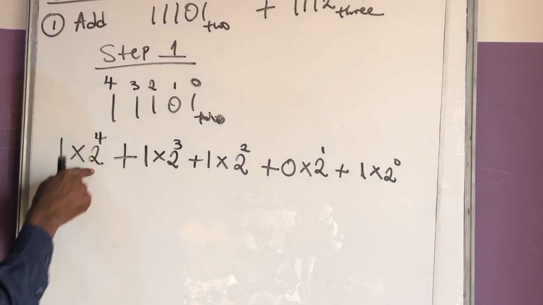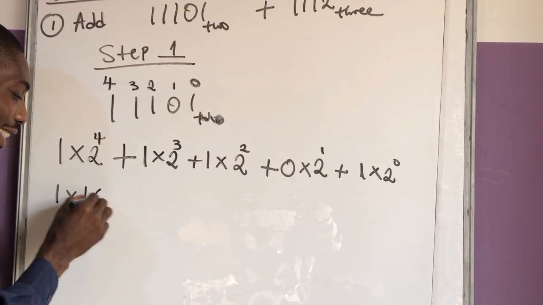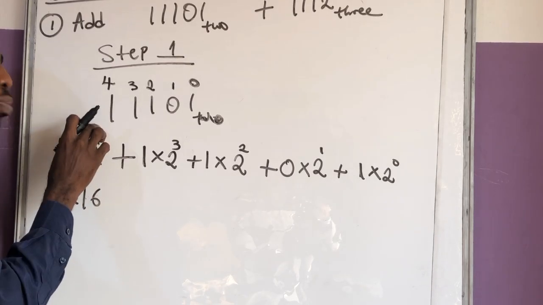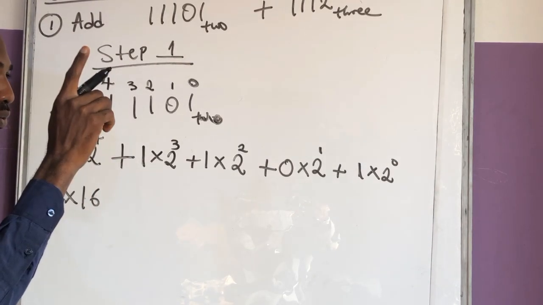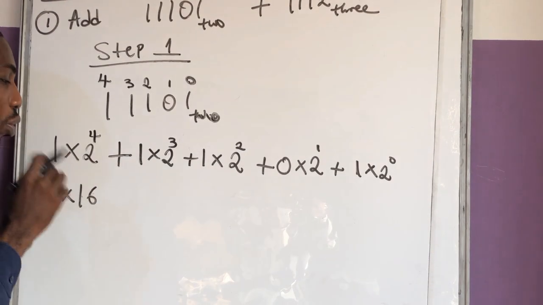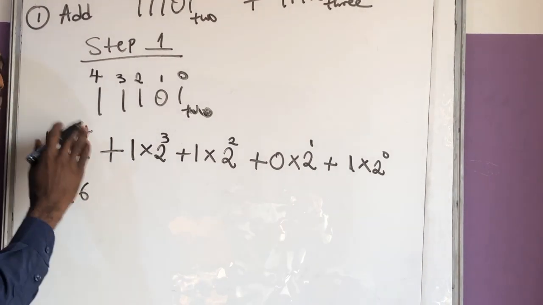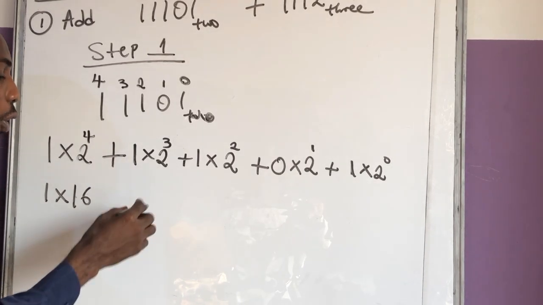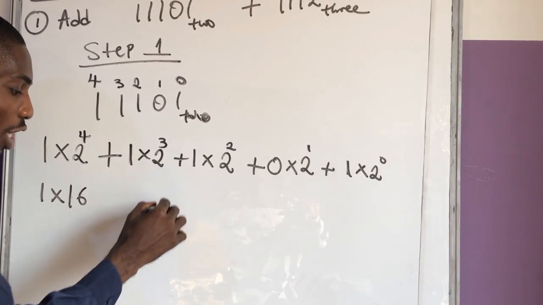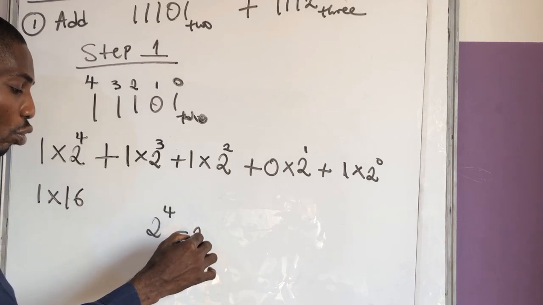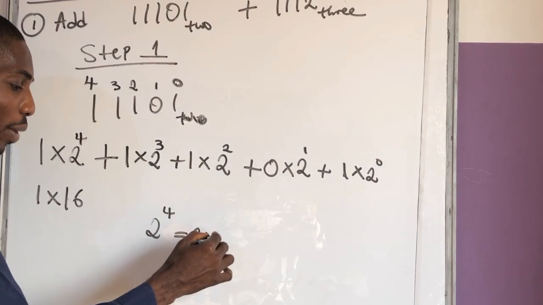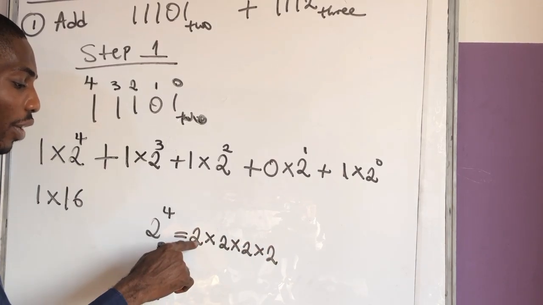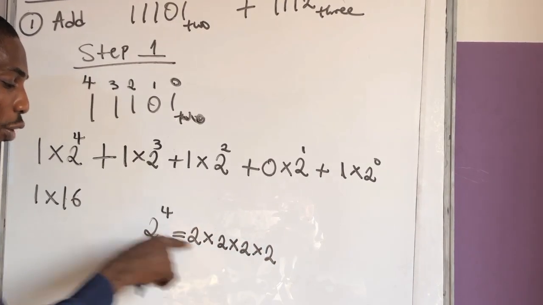So 2 raised to power 4 is 16. Now, what is the meaning of 2 raised to power 4? Many people make mistakes with this. 2 raised to power 4 is not 2 times 4. 2 times 4 is 8. 2 times 4 is different from 2 raised to power 4. 2 raised to power 4 is the same thing as 2 in 4 places. That is 2 multiplied by 2 multiplied by 2 multiplied by 2. How many 2s do I have here? 1, 2, 3, 4. This is the meaning of 2 raised to power 4.